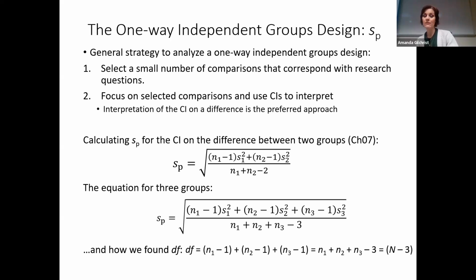And basically, our function for our degrees of freedom is similar. The only difference is that we're adding our third group and subtracting 1. So ultimately, this comes to the total number of people minus 3.